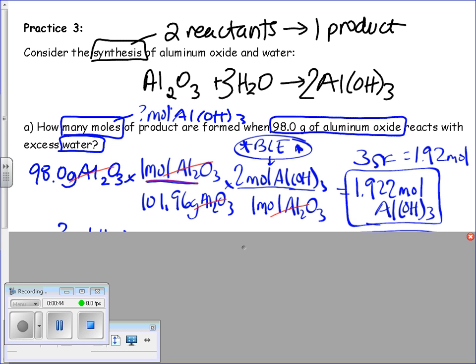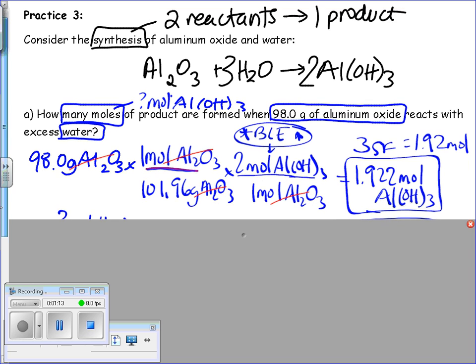You may not get the entire process down, but you can at least write down some information. You take your grams of aluminum oxide, you go to moles. You go from moles to moles of aluminum hydroxide from the BCE mole ratio. Now, if your BCE was incorrect, that step right there is the only step that should be necessary to change. And then at the end, you should round it to 3 sig figs, so 1.92 moles of aluminum hydroxide. Who got that? Woo!